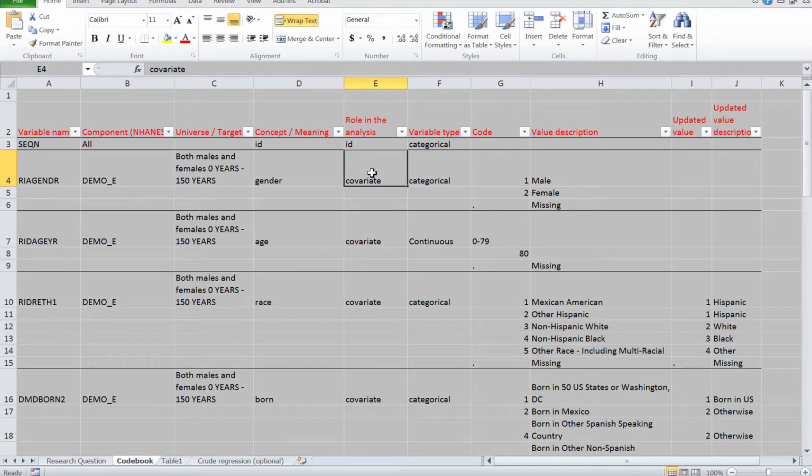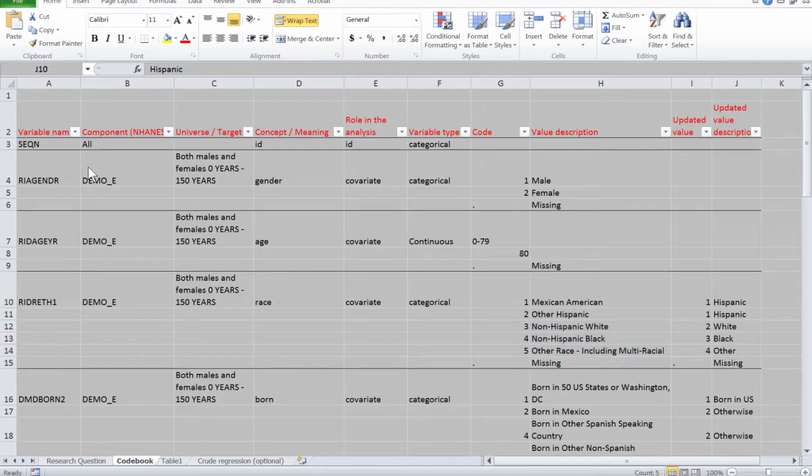Is it a covariate, exposure, outcome, or a mediator? Is it a categorical variable or continuous variable? What are the codes 1 and 2, and what do those codes mean? And updated value and updated code. So for male and female, I'm not going to change anything, but say for example I am dealing with a variable called race, and there were many categories, but I do not really want all of those categories. Part of the reason I may want a reduced number of categories is because there is not enough data in each of these cells when I cross classify them, right?